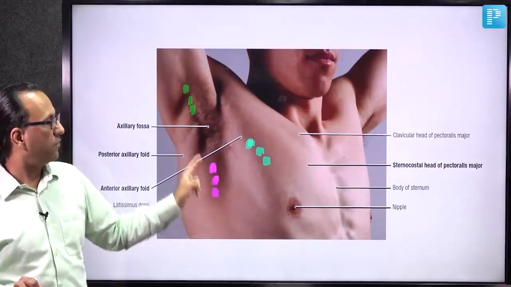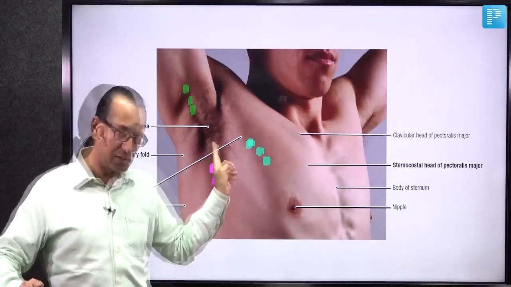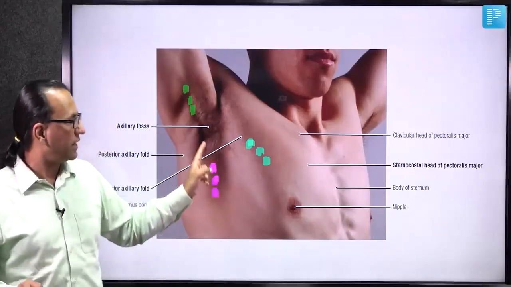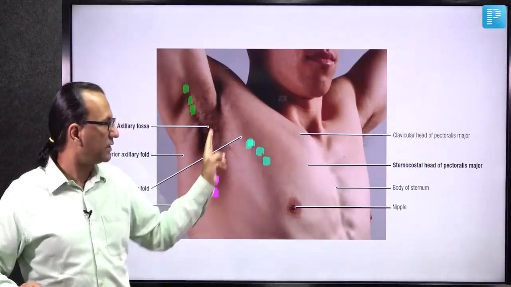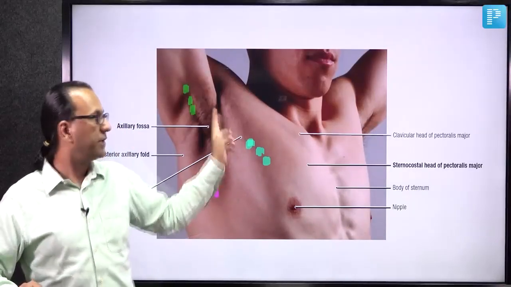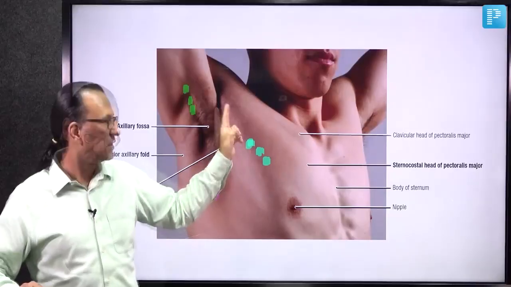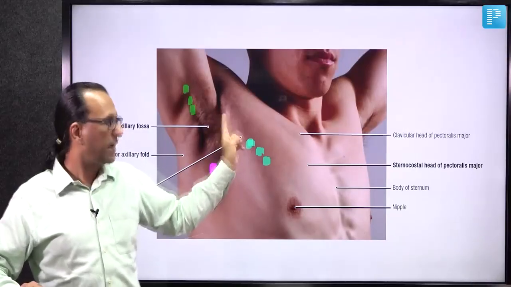Now, these three groups of lymph nodes will be draining into the central axillary lymph nodes, and the central axillary lymph nodes will be draining towards the apical axillary lymph nodes, which will be the terminal axillary lymph nodes, the last axillary lymph nodes, the apical axillary lymph nodes.